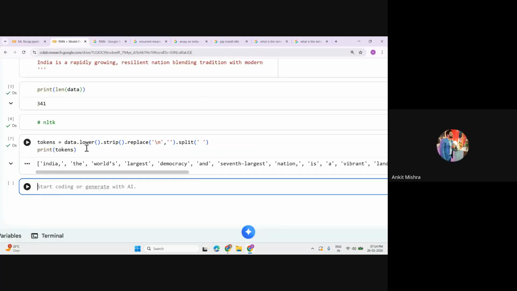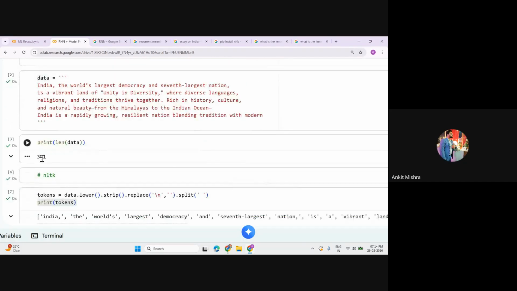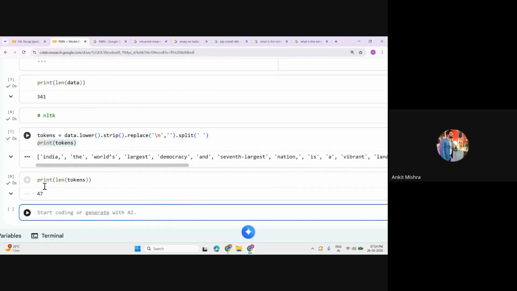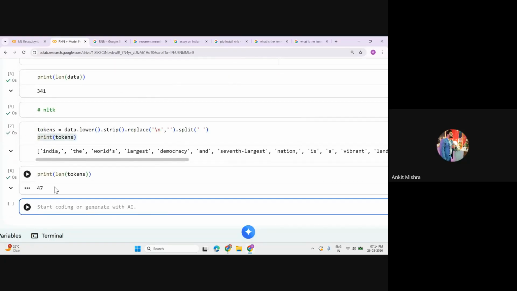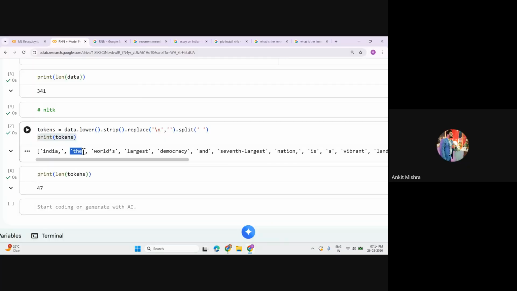And if you want to check the length of this token, you can simply go and check. Previously we were getting the overall length of the data as 341. Now we only have 47 tokens. But in these tokens, we have some unnecessary words. These are called stop words: the, and, is, a. These are my stop words. If we want to create a model from scratch, we can eliminate all these stop words, right?